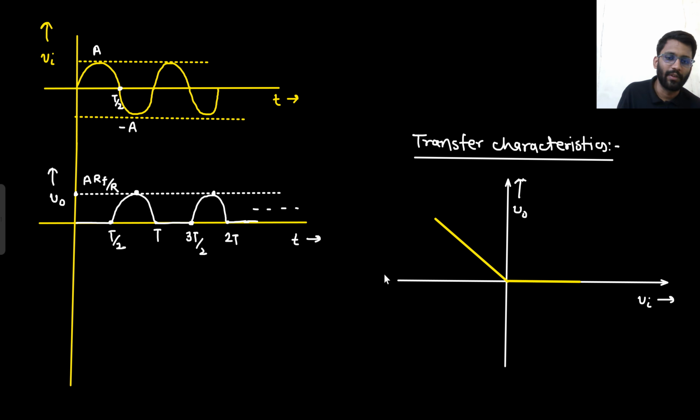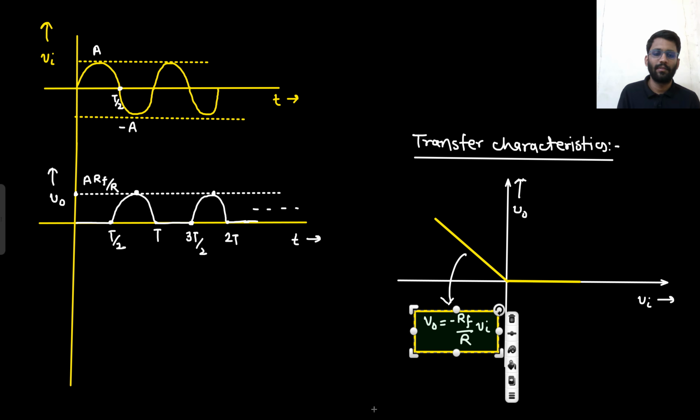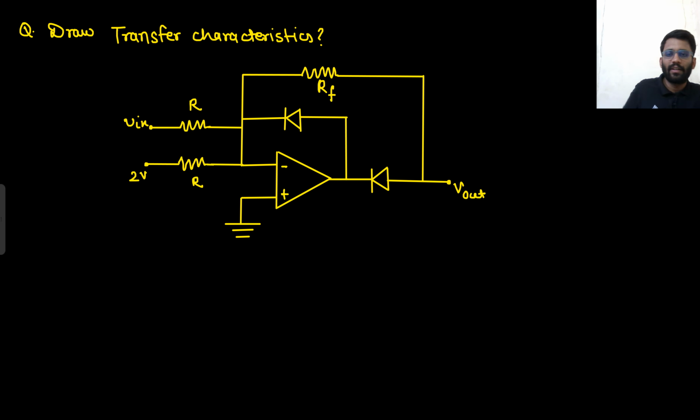So here your V naught is minus RF by R into V in. That's it. Well and good. Okay, let's move to our next circuitry.